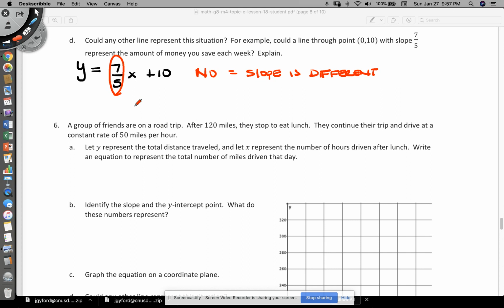All right. Now for the rest of this worksheet, number 6, I'm going to let you do all that, and those will be problems that I grade. So this ends this tutorial.